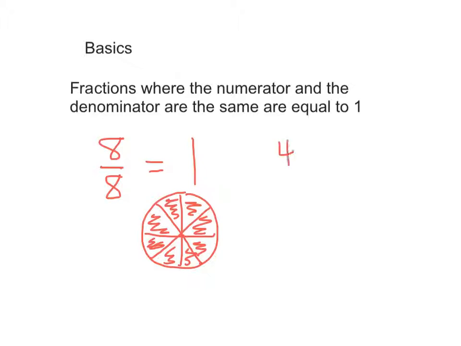Okay, so with 4/4, you'd have 4 things that create that whole, or 4 equal parts, and you get all of them, you get that one whole all together.